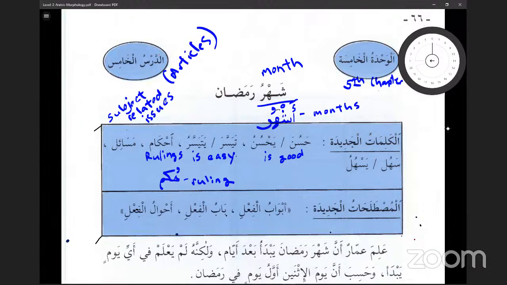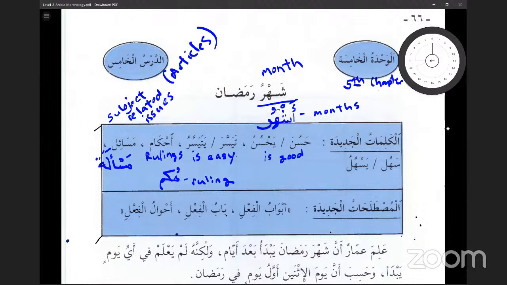The singular form of this is mas'ala. So a mas'ala is one article, or a subject related issue. So if you're talking about wudu, a mas'ala in wudu is wiping over the socks. That's a subject related issue of wudu, right? Saying Bismillah is a mas'ala of wudu. It's an article of wudu. It's a subject related matter of wudu. Plural, they are called masail.